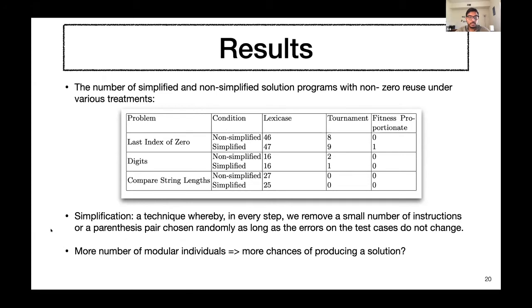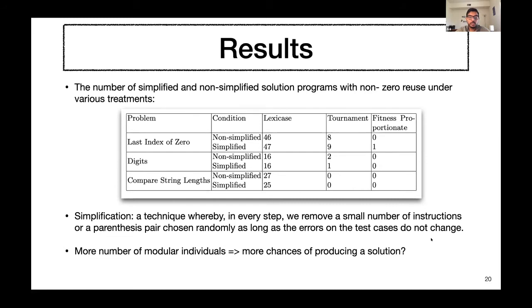Simplification is a technique in which in every step we remove a small number of instructions or a parenthesis pair chosen randomly, as long as the errors on the test cases do not change. Clearly, almost all solutions have a non-zero value of reuse. What this means is, even if different selection methods have different numbers of modular individuals in a given generation, the solutions produced by them all have modules in them.